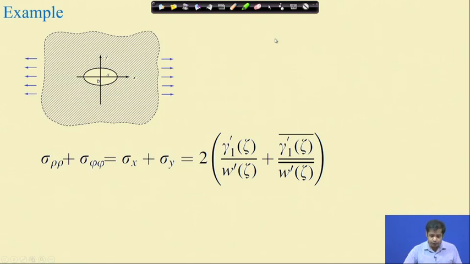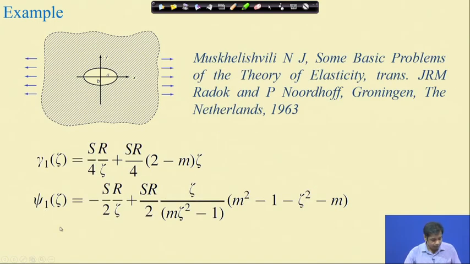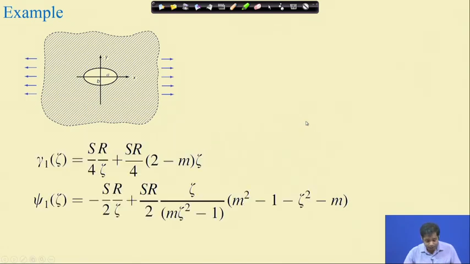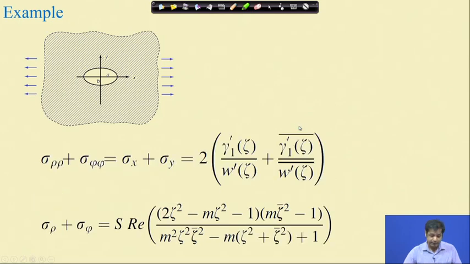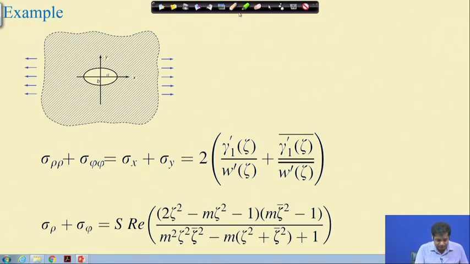This was the first equation written in terms of stresses, which we derived just now. We have gamma 1 and psi 1 equal to this, and if we substitute them in this equation, we get an expression like this. Since on the right-hand side you have just the real part, sigma rho plus sigma phi will be the real part of this, comparing real parts.